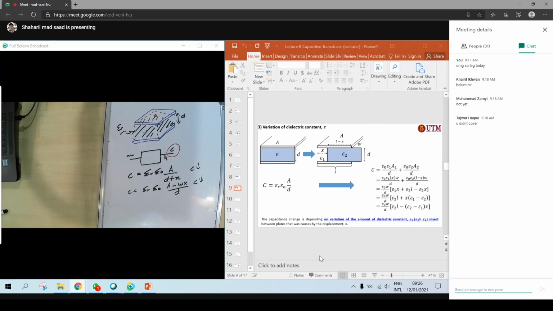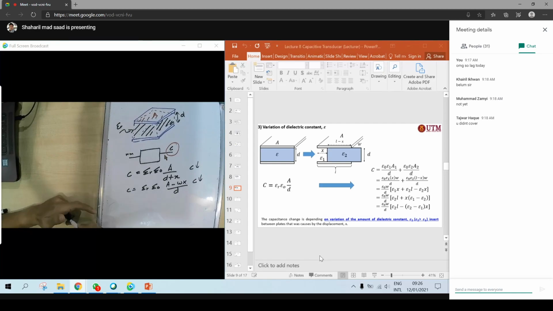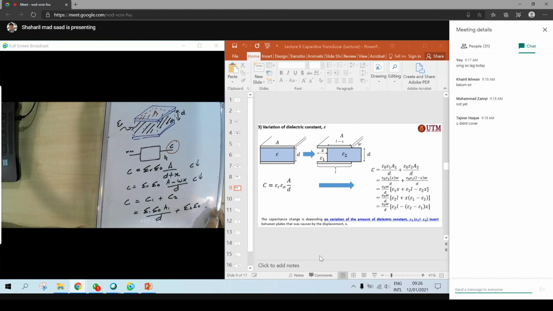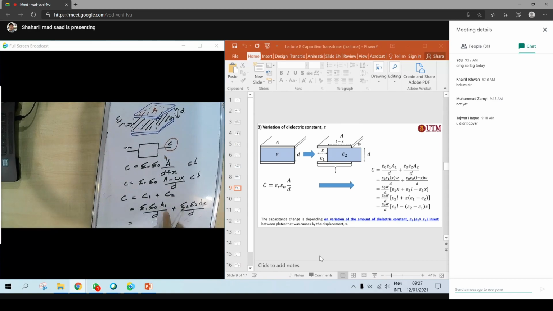Now, when you play around with this dielectric constant, there are actually two capacitances, C1 plus C2, where C1 is epsilon 1, epsilon naught, A1 divided by D, and C2 is epsilon 2, epsilon naught, A2 divided by D. A1 is X times W, and A2 is the initial length minus X, then times W.